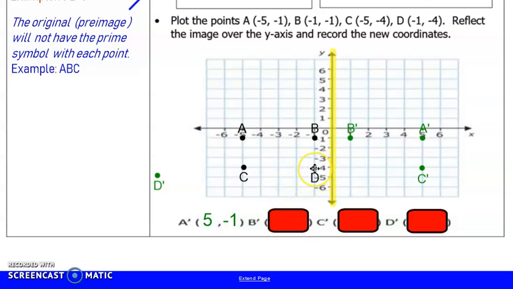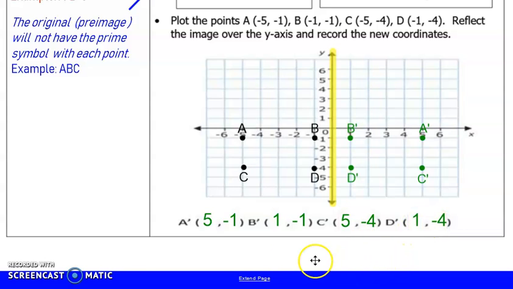The last point, D, is at negative 1, negative 4. It is 1 unit from the y-axis, so that means D prime is also going to be 1 unit from the y-axis. So our new ordered pairs: B prime is at positive 1, negative 1. C prime is at positive 5, negative 4. And D prime is at positive 1, negative 4.